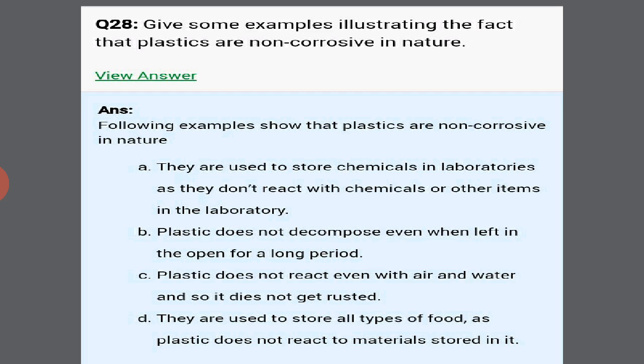Plastic does not decompose even when left in the open for a long period of time. We all know this. Plastic does not react with air and water, so it does not get rusted. Got it? Plastic will never be rusted because it is a non-reactant with air and water. They are used to store all types of food as plastic does not react to materials stored in it.